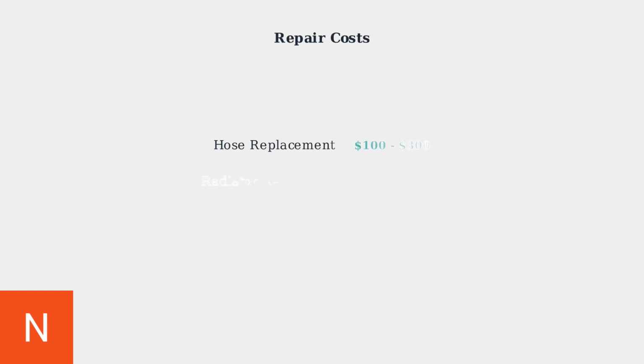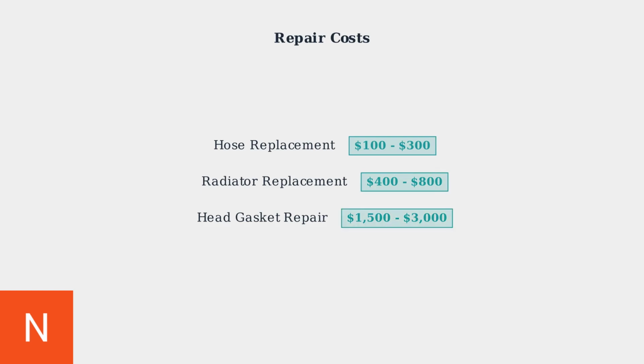Repair costs vary significantly based on the problem. Small hose replacements cost $100 to $300. Radiator replacement ranges from $400 to $800. Major head gasket repairs can cost $1,500 to $3,000.